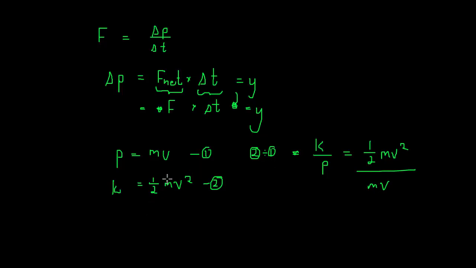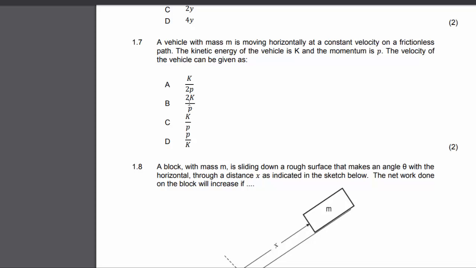Why did I do this? Because if I divide these two, I'm going to cancel mass and mass, and this velocity will cancel with one of those velocities. So kinetic energy divided by momentum gives me half of the velocity. If I multiply both sides by 2, then 2 times kinetic energy divided by momentum gives me my velocity. So 2K over p, this answer is B.